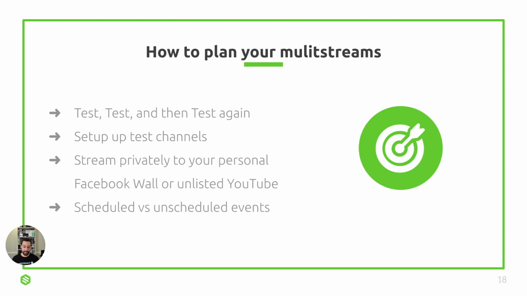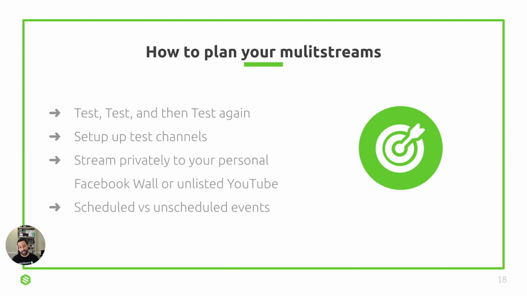Another thing you could do, before you go live, is set up test channels, right? Set up a test Facebook page, set up a test YouTube channel, and use that to make sure your flow, from content to publishing, works according to your needs. And then when you go to your actual real channels, you've at least gotten that process out, right? You can definitely stream privately to a personal Facebook wall or an unlisted YouTube channel. You can do both of that within Switchboard Cloud. We have full support for that.